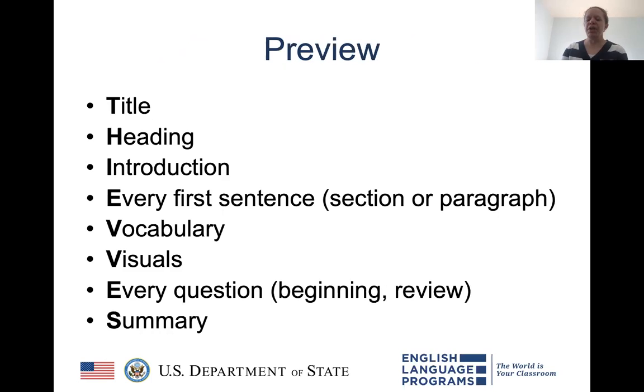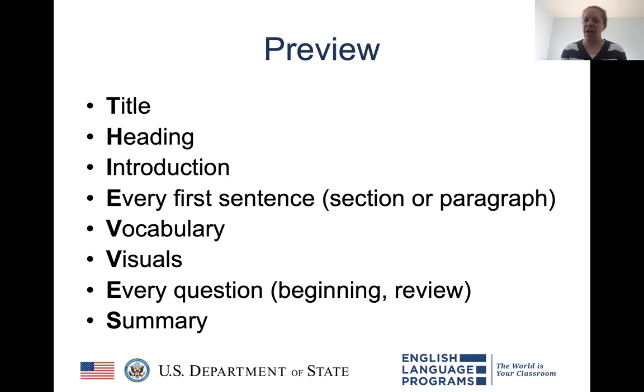So in doing a preview, one strategy that we can use is the THIEVES strategy. The first letter of each word or phrase here spells the word THIEVES, with two Vs. This strategy is especially helpful for higher level readings, such as you would find in high school or university.